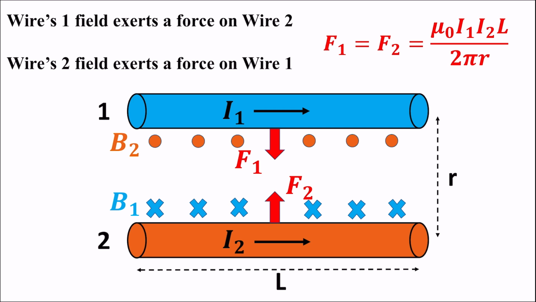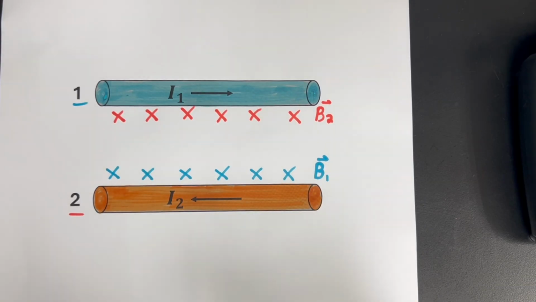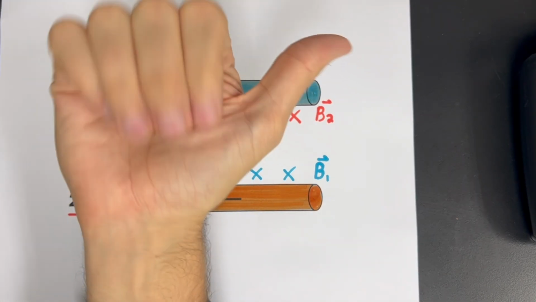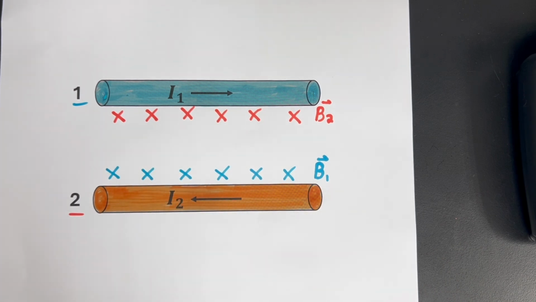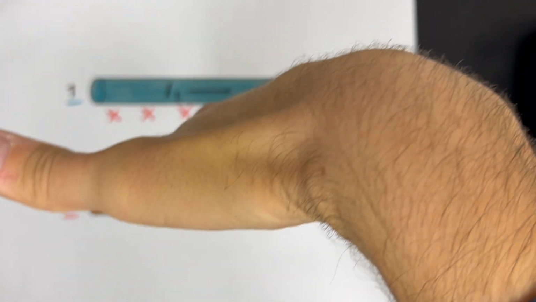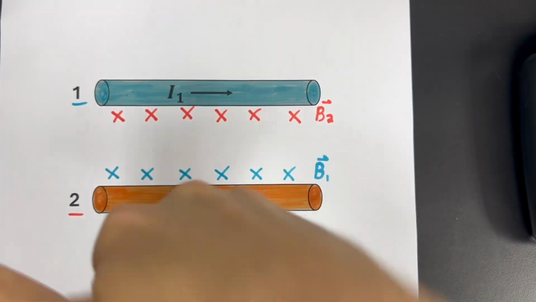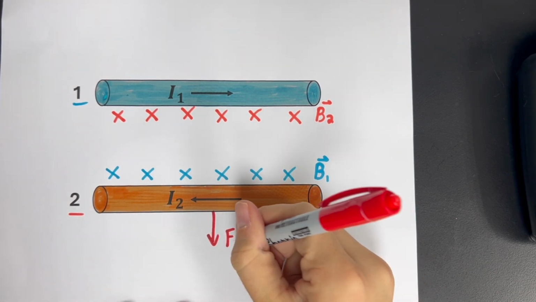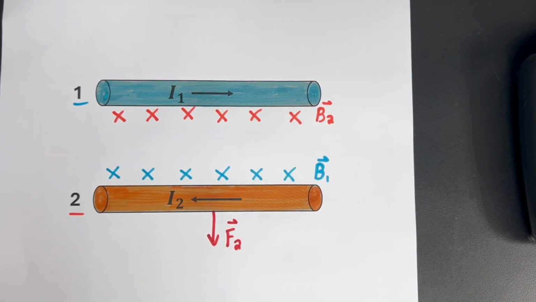And because of Newton's third law, both wires will attract each other with the same force magnitude, but in opposite directions. Now the wires have current flowing in opposite directions, so I'll use the right-hand rule again for wire 1. Thumb to the right, fingers curl into the page where wire 2 is. Now I use the right-hand rule for force on a moving charge for wire 2. My fingers into the page, my thumb to the left, and my palm is facing down. So wire 2 has a downward force on it from wire 1's magnetic field.